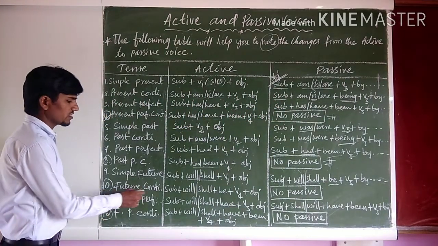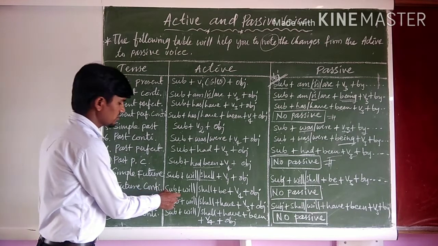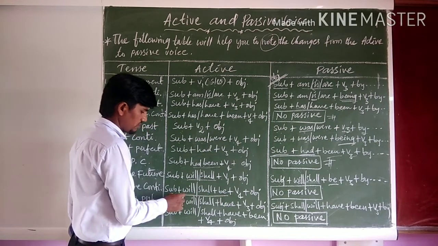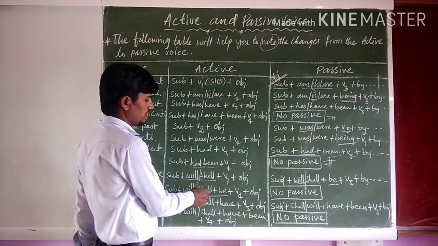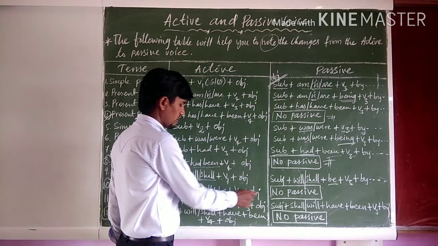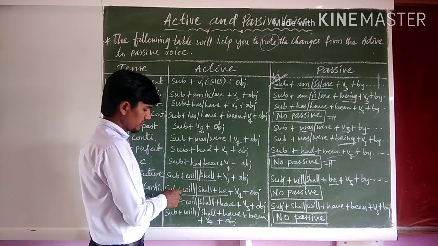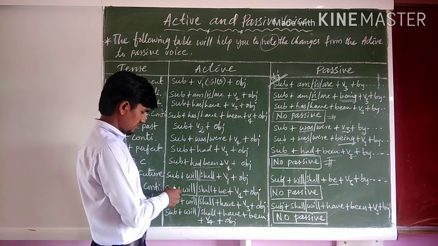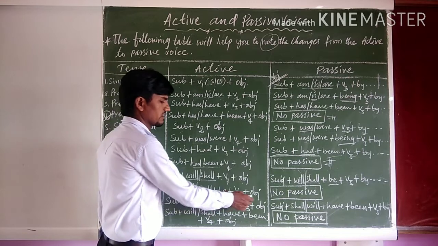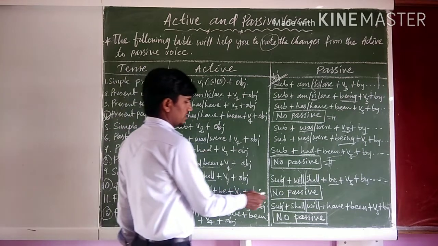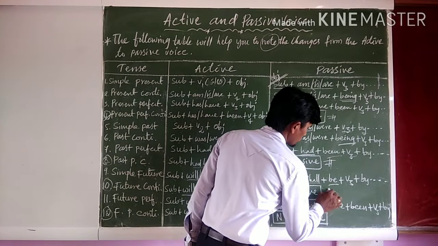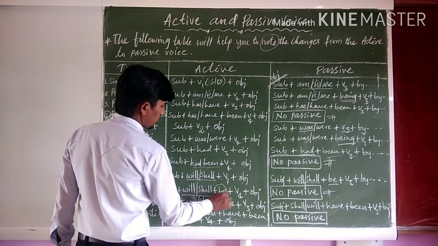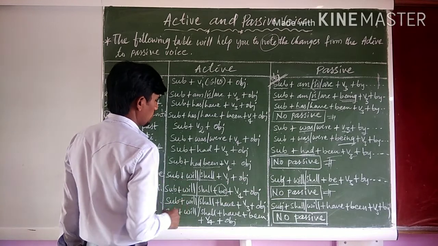And coming to the future continuous tense. The structure is subject plus will be or shall be plus V4 plus object. Example: he will be writing a letter. It has no passive structure, because the be form is present already.